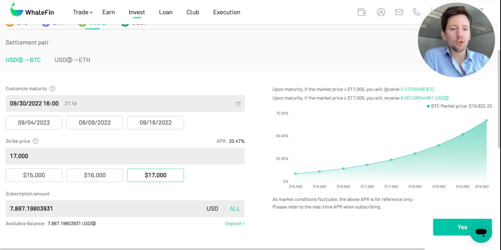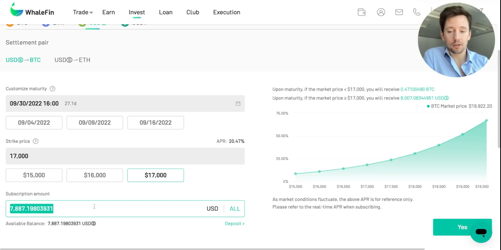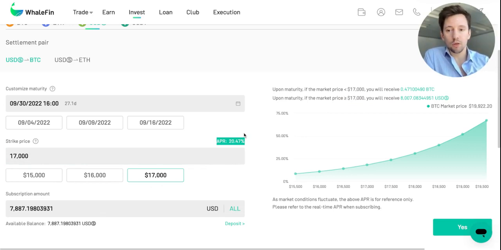So if it goes below, you'll be forced to buy. That's the reality of what it means. You'll be forced to buy Bitcoin at 17,000, with your base amount plus the APR you will have received. Same upon maturity, if the market price is above 17,000, you will receive not just your base capital of 7,887, but also the APR. So that's an annual percentage rate of 20%, 20.4% over 27 days. And so that is equivalent to 8,007 US dollars.